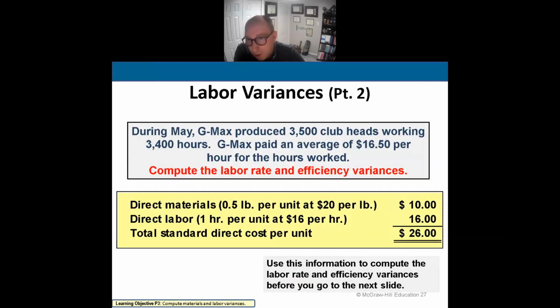In the month of May, we produced 3,500 golf clubs, working 3,400 hours. We paid our employees an average of $16.50 per hour. Remember that our standard labor is, I could do 1 unit per hour at $16 per hour. I can already tell you that I'm over on my labor per hour, 16 compared to 16 and a half. I'm under on my efficiency. Let's take a look.